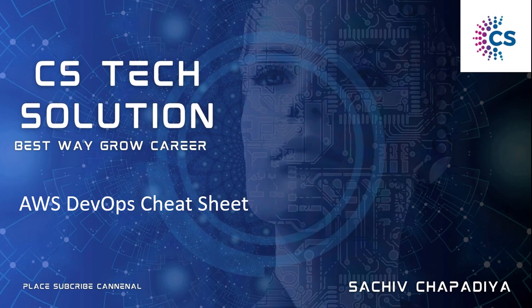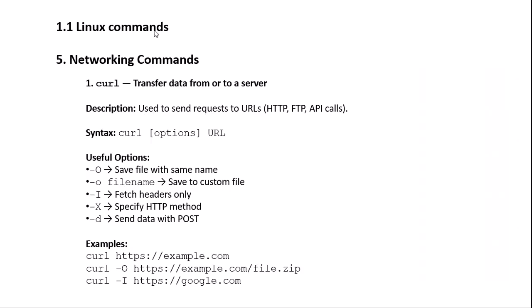Today's Learn AWS DevOps starts. Today we learn Linux commands, and the subtopic is networking commands. First is curl. curl transfers data from or to servers, and the description is used to send requests to a URL, such as HTTP, FTP, and API calls. The syntax is curl, options, and URL.